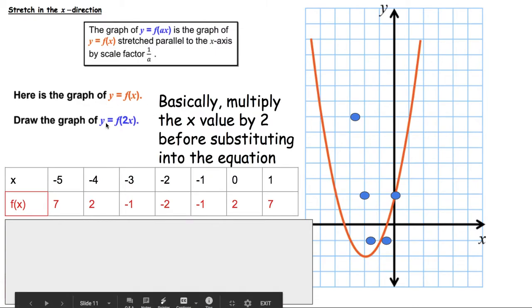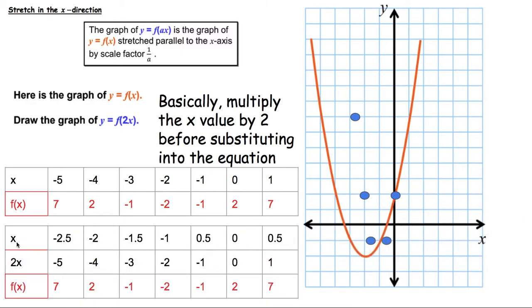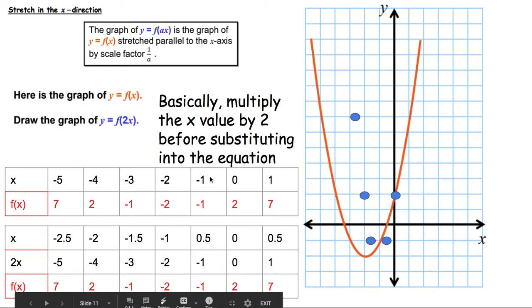Okay, now if I've got the graph of f of 2x, what that means is I'm doubling my input before I put it into the equation. So here, if x is minus 5, if I'm first of all going to double what I'm putting into the equation, in order to get the same answer that I get for minus 5, what I'd actually do is put half of minus 5 in. So my input would be minus 2.5. And in the same way, my input would be minus 2 for minus 4, minus 1.5 for minus 3, minus 1 for minus 2, minus 0.5, apologies, for minus 1.